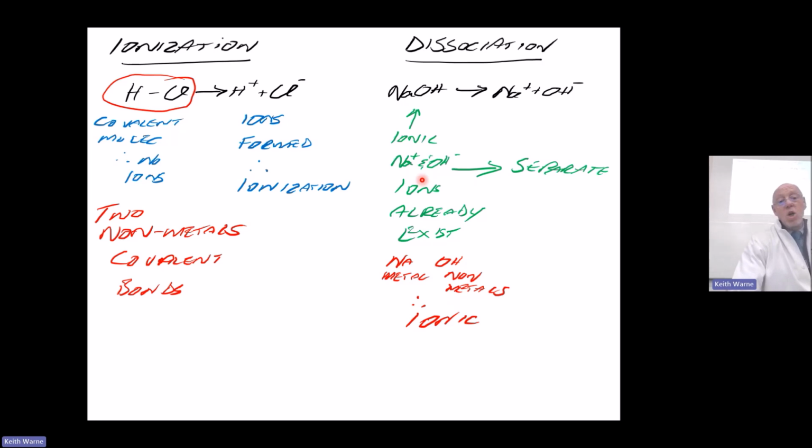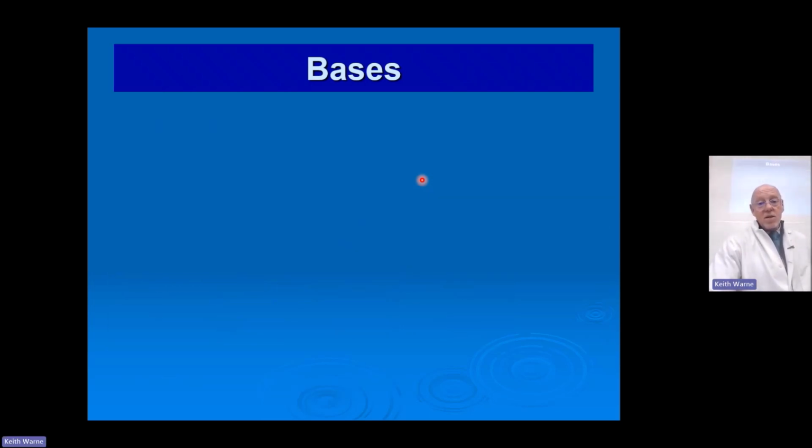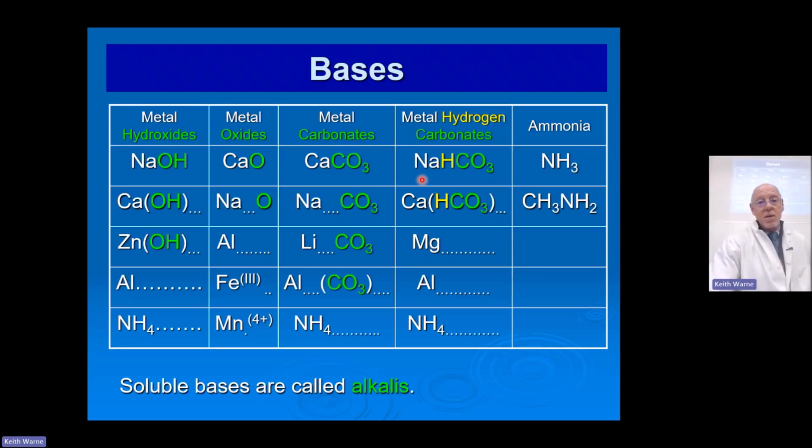Covalent molecules. Covalent molecule. Okay. Now, bases. Let's talk a little bit more about bases. Gentlemen, all these things in this table are actually bases. So bases, there are different kinds of compounds that can be bases, right?